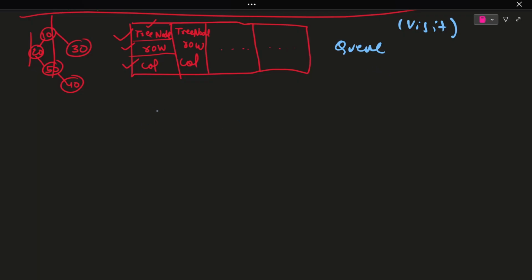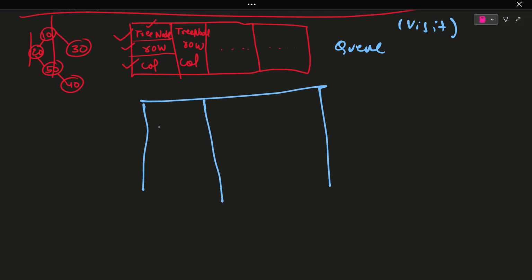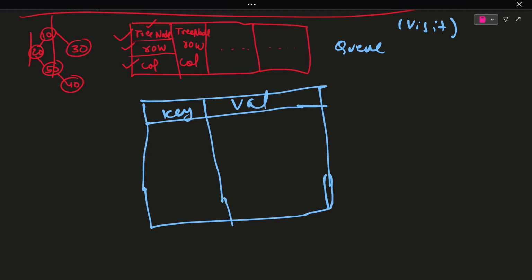So map is nothing but the data structure which we will store with the help of key-value pairs. Now what is the key and what is the value? Let's say this is the key and this is the value. For example, what is this data structure and what are we storing in it? The key is the column, and in the value we are going to store the row and the node value also. Okay, this is the way.